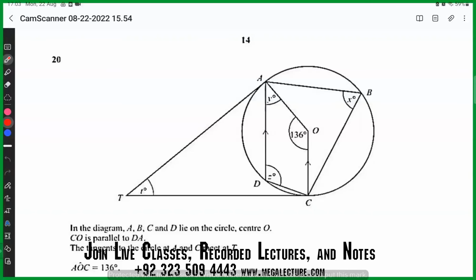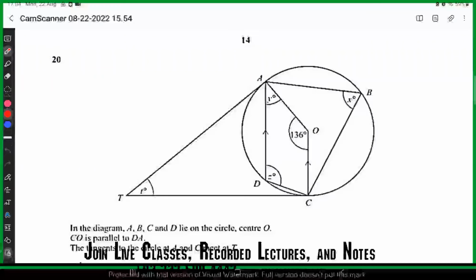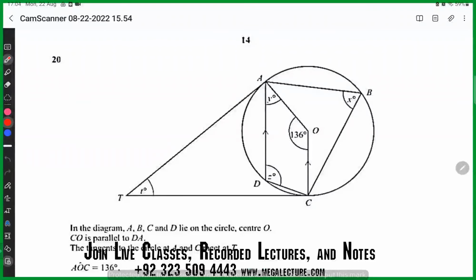Okay, so this was basically the first question I sent as homework. It says, in the diagram, A, B, C, and D lie on the circle with center O. CO is parallel to DA. We can see that because of these arrows. This is obvious. The tangents to the circle at A and C meet at T.